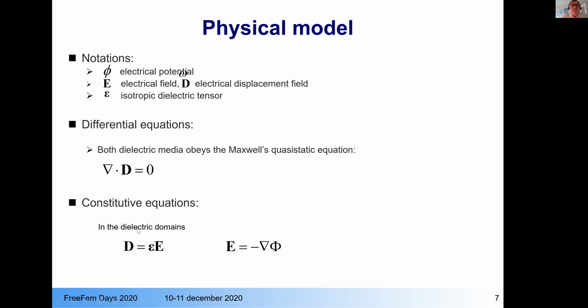The physical model. So for the physical fields, you have the potential, the electrical potential, E the electrical field, D the electrical displacement field. You have epsilon, the isotropic dielectric tensor. Both dielectric media obey Maxwell's quasi-static equation, divergence D equals 0. The constitutive equation is this one, the relationship between the electrical displacement and the electric field via epsilon.